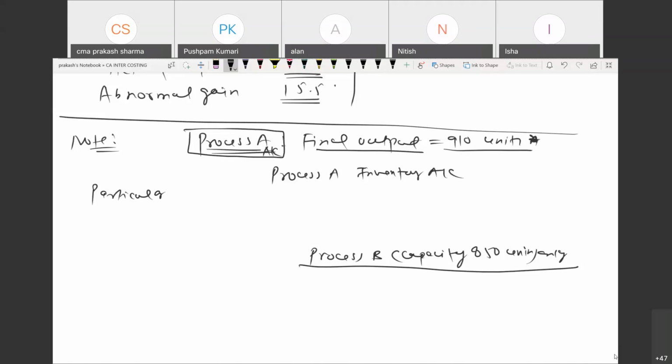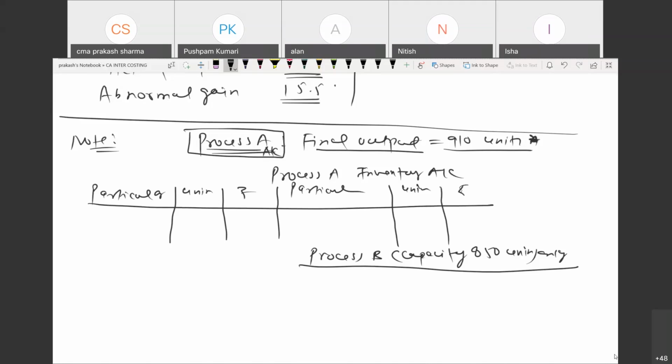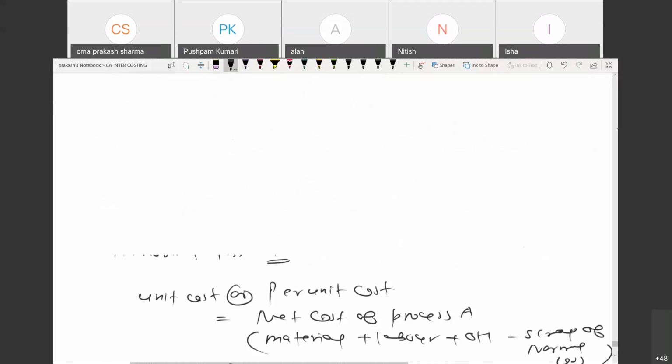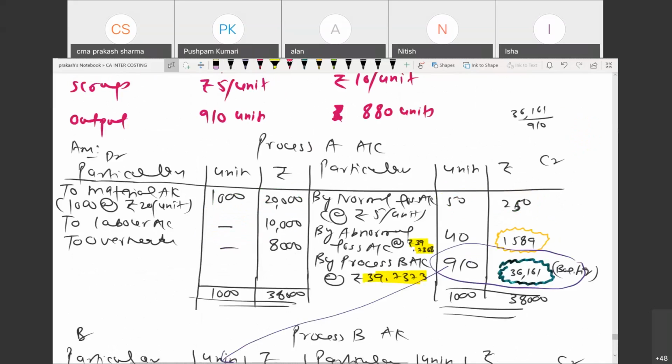After making the process A account, we do not directly transfer our whole output to the next process. First of all, we transfer our output to inventory. So how do we make the process inventory account? Particulars, units and amount. What I would do here, I will write here process A account. 910 units were finished in process A. What was the worth of these units? I guess 36,161. Let me check again. Right, 36,161.